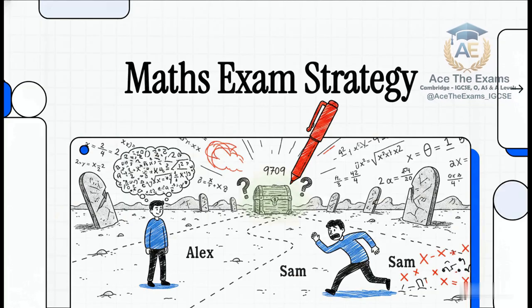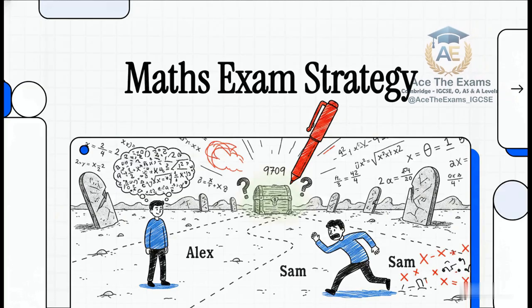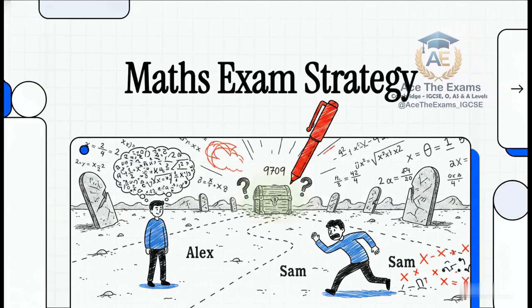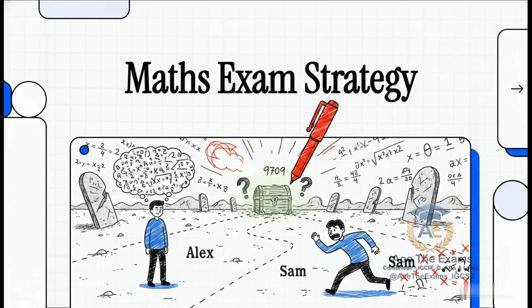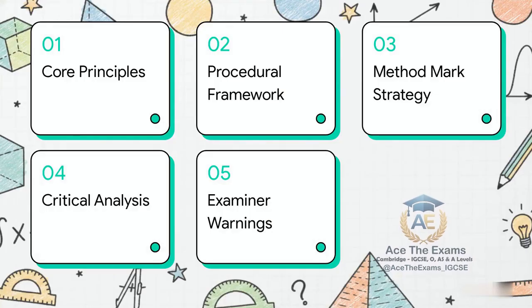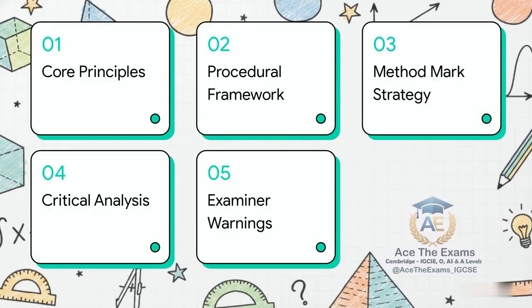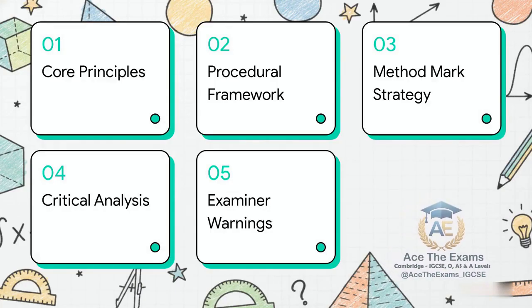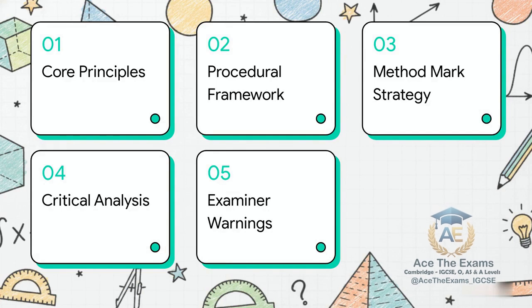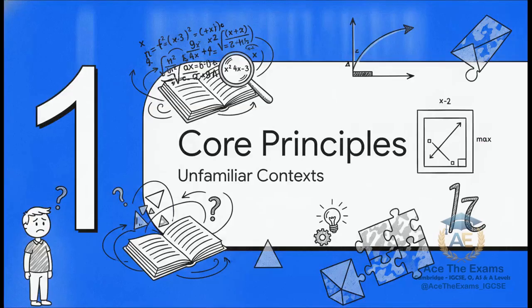But don't worry, most students lose easy marks on quadratics, but after this explainer, you absolutely won't be one of them. I'm going to show you exactly what examiners are actively looking for and how to transform those red marks into green check marks. Here is our survival map for today. We'll hit core principles, then the procedural framework, the method mark strategy, critical analysis and evaluation, and finally top examiner warnings. Let's keep moving.